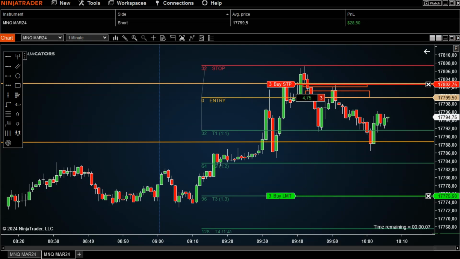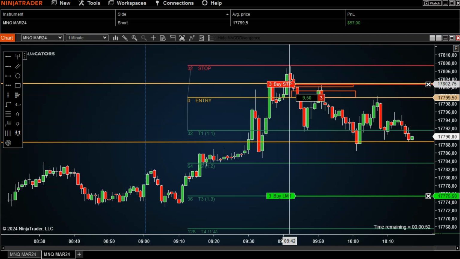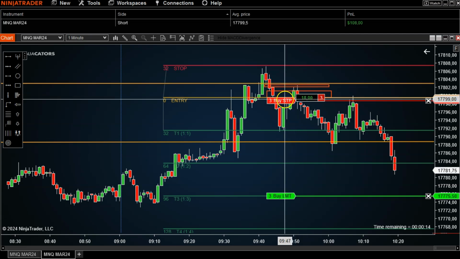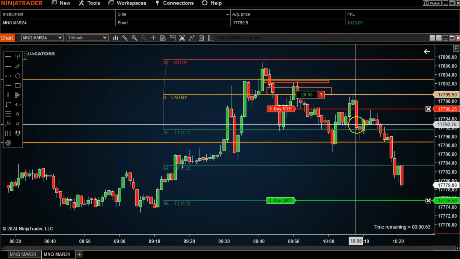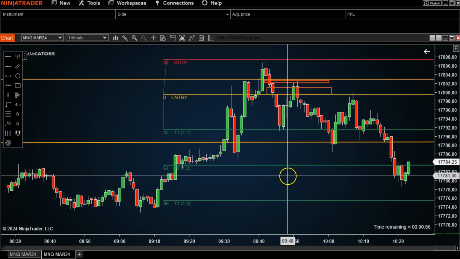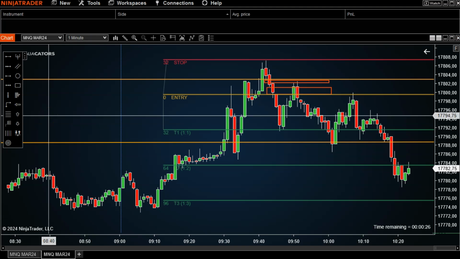I left my remaining target at a 1-to-3, and as price proceeded to the downside, I decided to trail above the most recent swing highs, in this case lower highs, as price moved downwards, basically using price structure to trail my stop. Once price came very close to my final target, I drastically reduced my risk on the remaining position and eventually got stopped out.